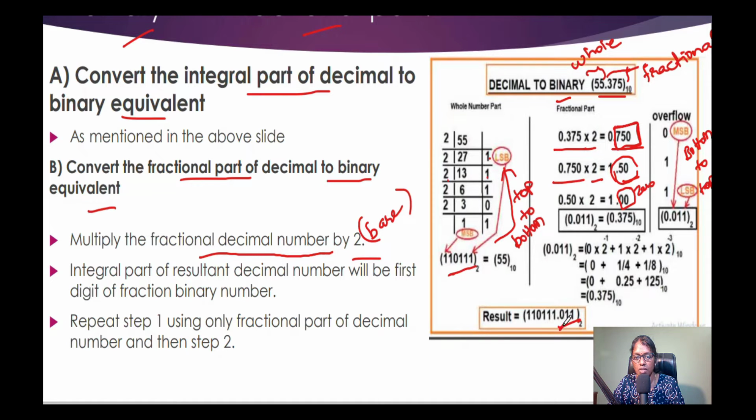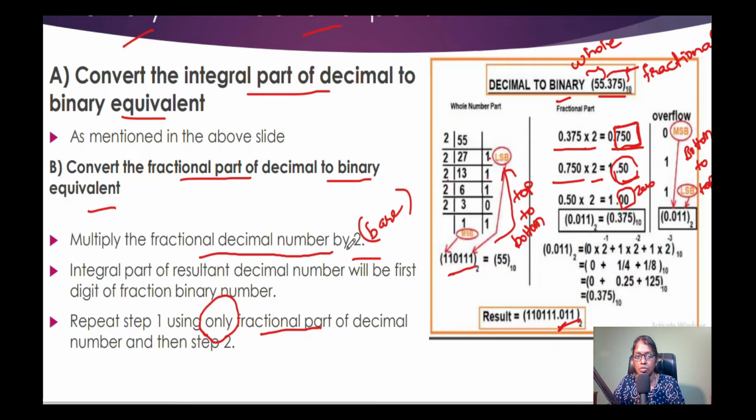This is the first digit of the fractional binary number. Okay, repeat step 1 using only the fractional part. Remember this: we have to repeat again, multiplying by its base value, multiplying only its fractional part. 0.750 only, here 0.50 only, to the next step. 0.50 into 2. Don't touch this overflow number.